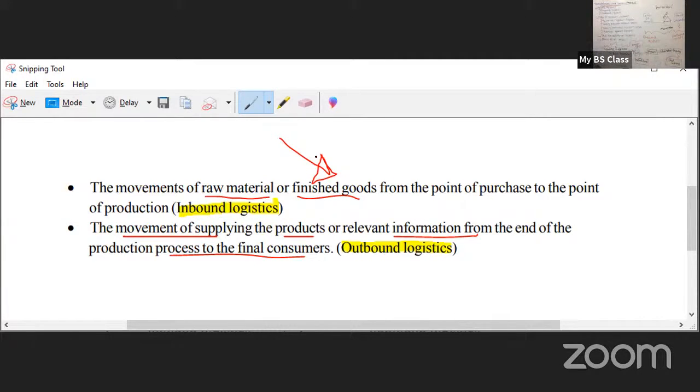You are not always producing the product. Right? When you say a supermarket, what are they doing?